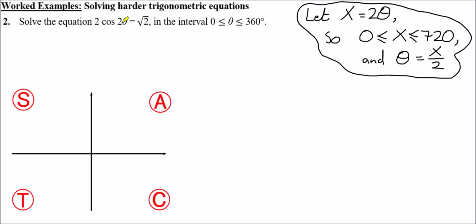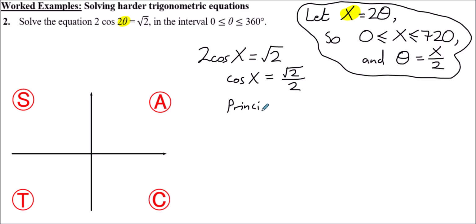So again, if I just make this switch and call this big X, we can now simplify this equation. So instead of thinking of it as 2 cos 2 theta, I'm going to think of it now as 2 cos big X equals root 2. So dividing both sides by 2, we see that cos x must be root 2 over 2. So now we can work out the principal value of what big X needs to be.